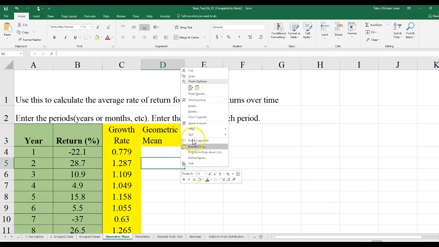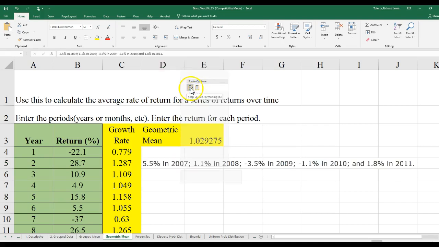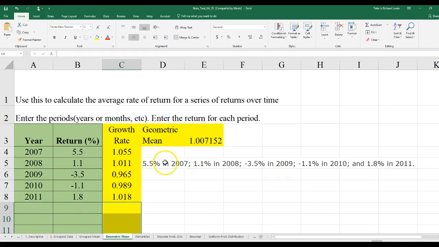So what I did was I copied the information from the problem. I'm going to use this information to put it into the input area in green. So I've taken this information and placed it in the green area. I typed in the years as well as the return rates for each year. And as you can see, it calculates the growth rate for each year.